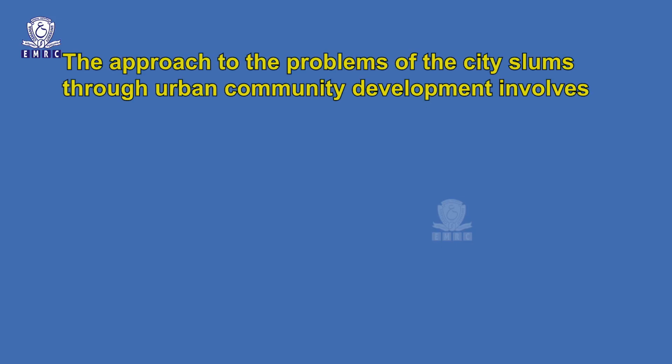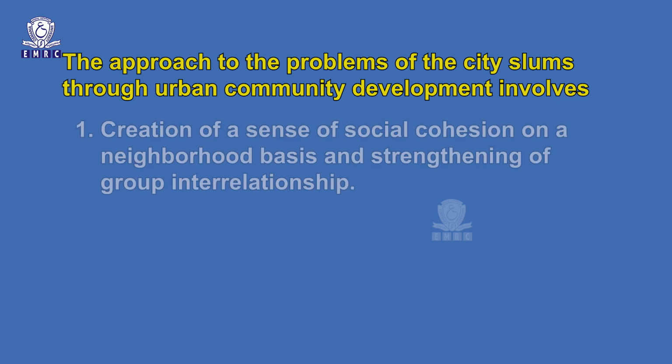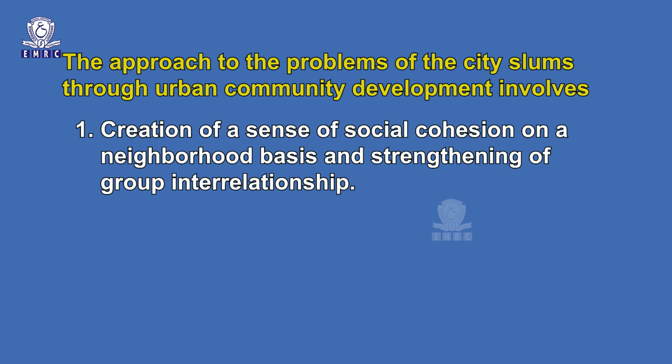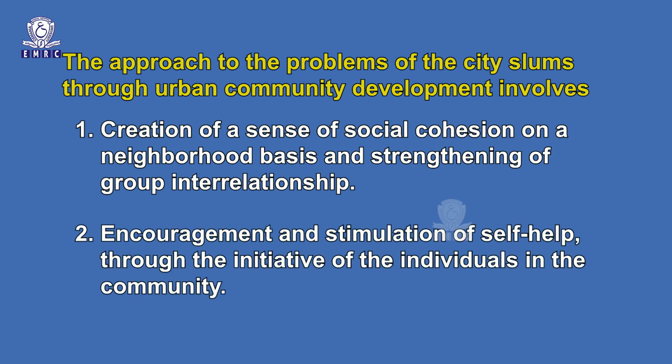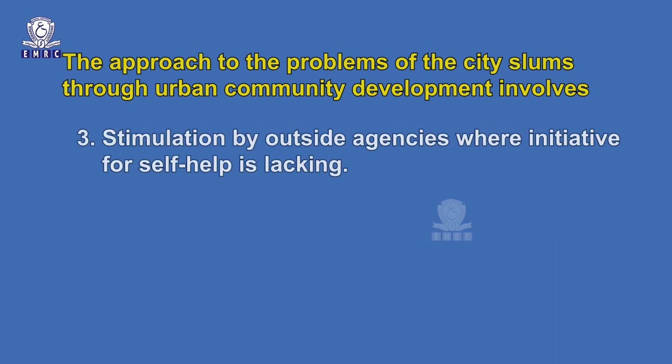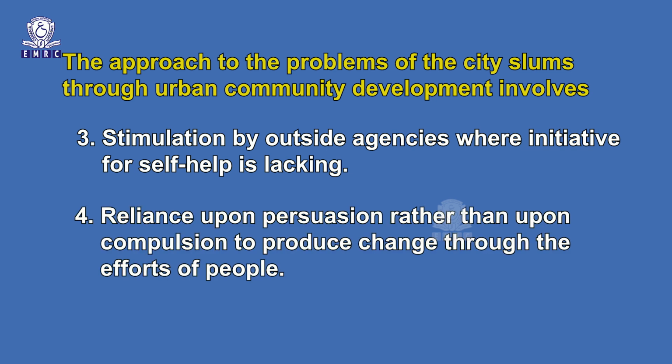The approach to the problems of city slums through urban community development involves the following elements. First, the creation of a sense of social cohesion on a neighborhood basis and strengthening of group relationships. Second, encouragement and stimulation of self-help through the initiative of the individuals in the community. Third, stimulation by outside agencies where initiative for self-help is lacking. Fourth, reliance upon persuasion rather than upon compulsion to produce change through the efforts of people.